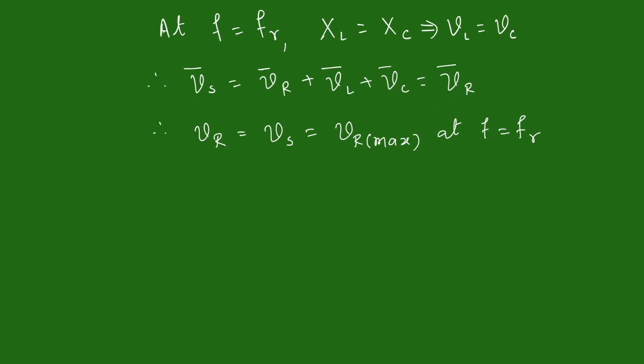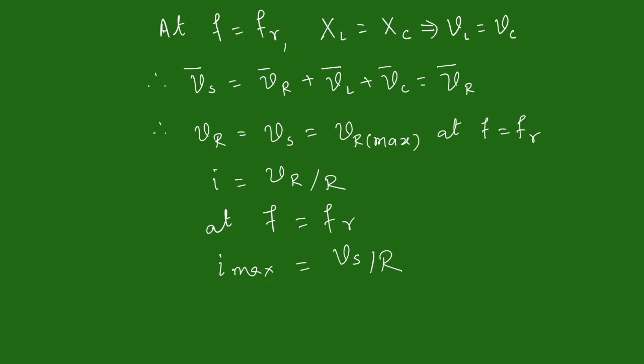That means at F equal to Fr, the LCR series circuit works like a pure resistive circuit. Current in the circuit can be given using simple Ohm's law as VR upon R. Hence, we can see that at frequency of the applied signal equal to Fr, current in the circuit will have a maximum value, and that will be equal to Vs upon R.